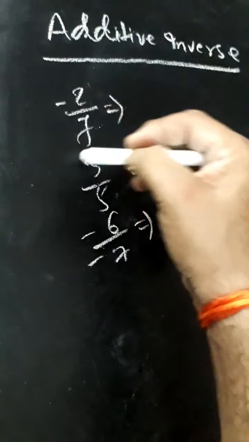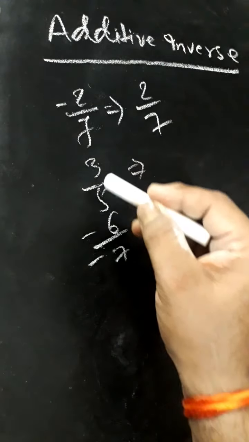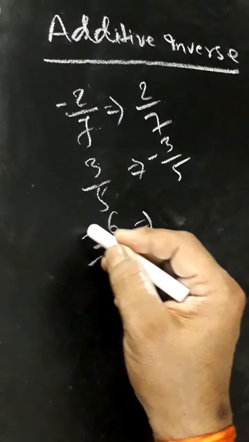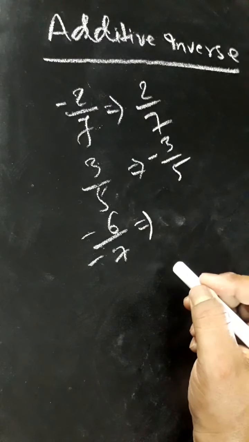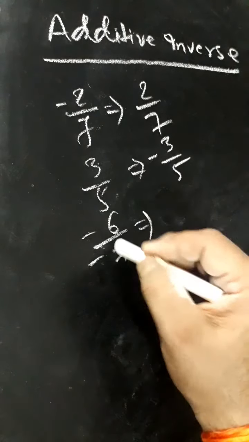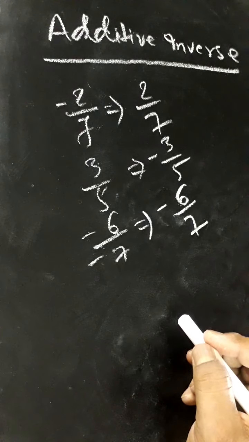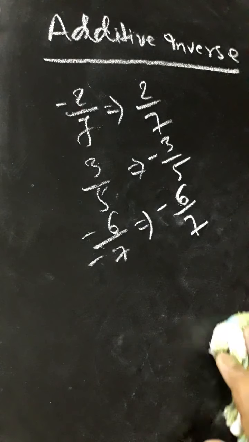So, the additive inverse of minus 2 upon 7 will be 2 upon 7. The additive inverse of 3 upon 5 will be minus 3 upon 5. Here, minus 6 upon minus 7 is already positive. It is 6 upon 7. Then the additive inverse of this will be minus 6 upon 7. Or we can say multiply it by minus 1. We will get its additive inverse.